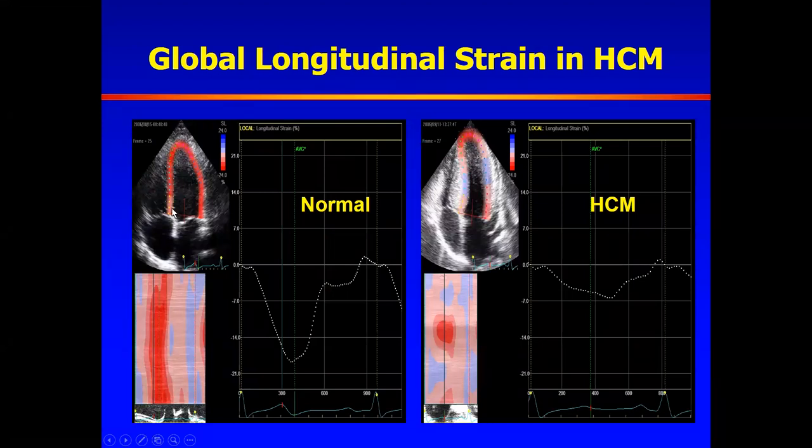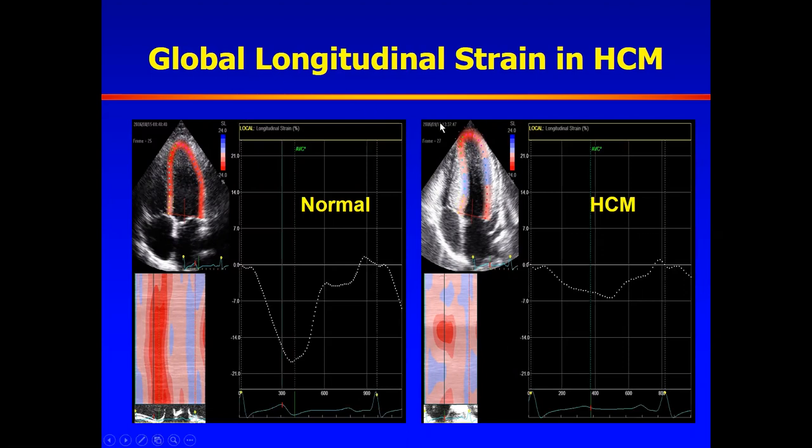So strain is a marker of systolic performance, basically how a segment behaves during systole. It gets compressed, and the convention is that compression is shown as a displacement below the baseline. And you see here a normal individual and a patient with HCM. This is longitudinal strain in the apical four-chamber view. The more negative the value, the better the performance. A higher value, less negative value, is not good. If you want to remove the negative and think about it, just look at absolute numbers. Higher numbers good, lower numbers not good. And this HCM patient has a markedly reduced value of about 7%.